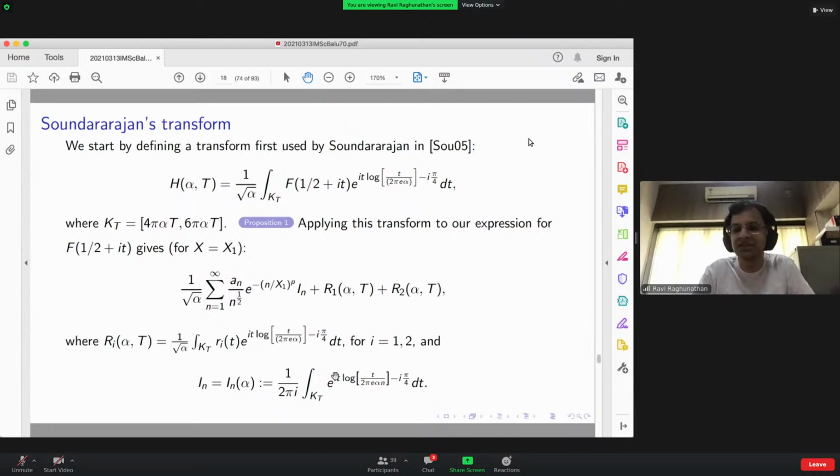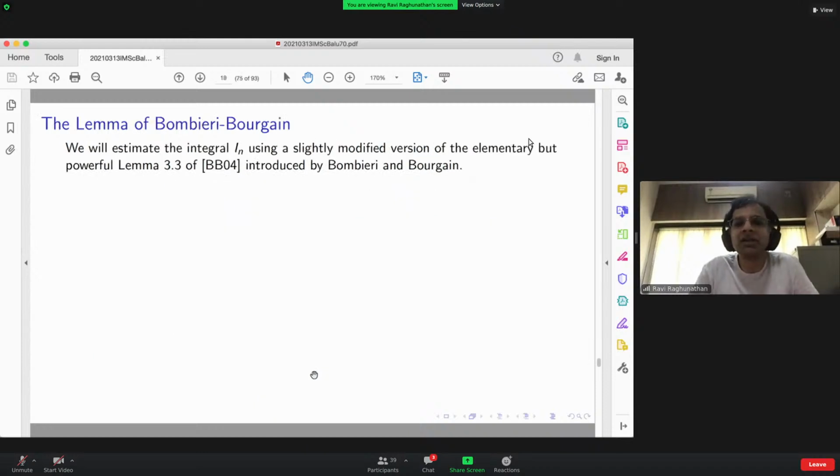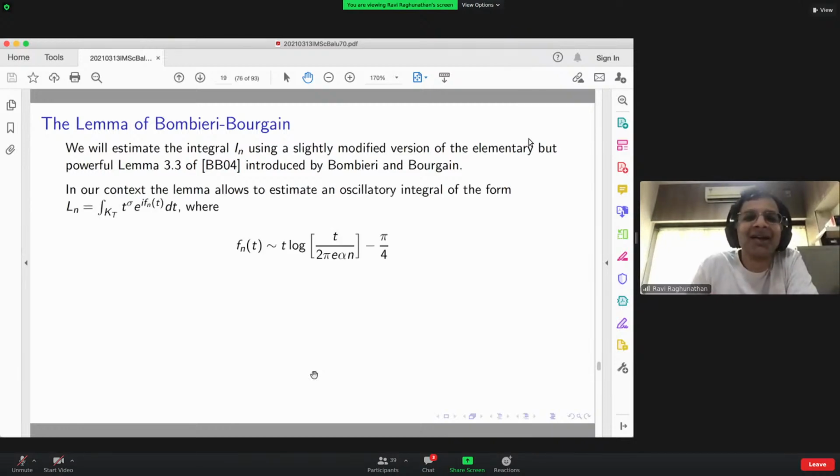So the point is to estimate this integral using stationary phase, right? And the real issue is that there is a lemma. What one can do is use a lemma introduced by Bombieri and Bourgain, right? It's actually very elementary, but it nonetheless turns out to be powerful, as one might expect from a lemma introduced by Bombieri and Bourgain. And so you get this oscillatory integral. And in our context, what we will end up having is t to the sigma e to the I fnt. And fnt will have this form, t log t by 2 pi e alpha n.